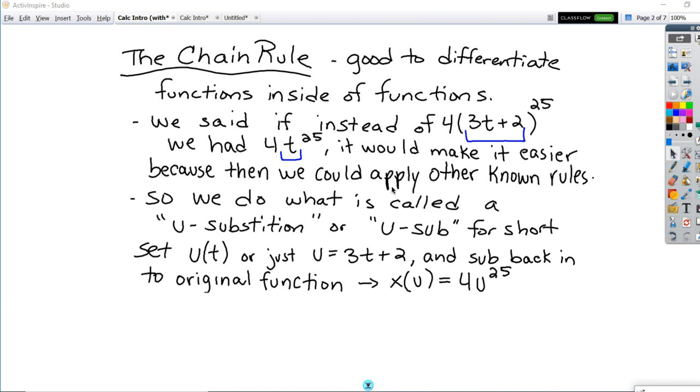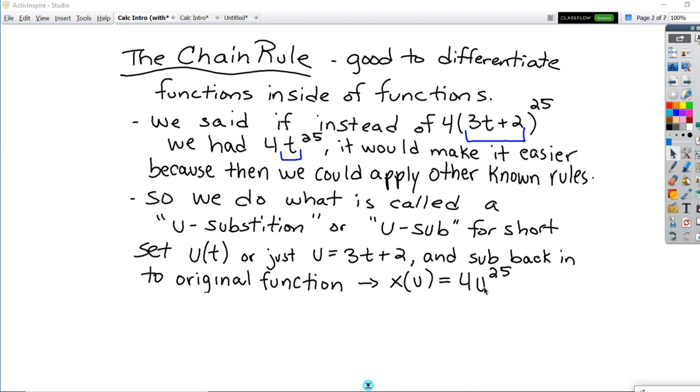So now U is going to be a function of time, because we're going to set U equal to 3t plus 2. And now x is going to be a function of U, right? But since U is a function of t, then x is still a function of t. So it's just because of that. It's like the Russian nesting dolls. It's one function inside of another function. But it looks so much better this way, because you know you can take the derivative of this thing.